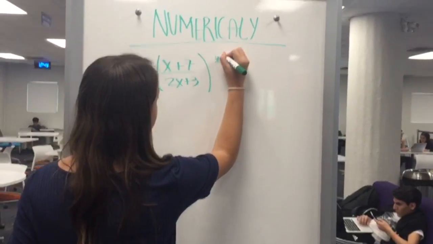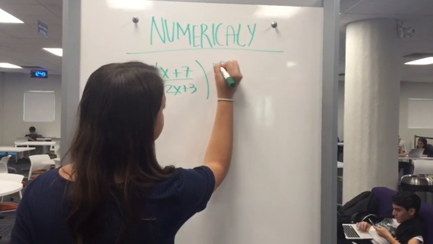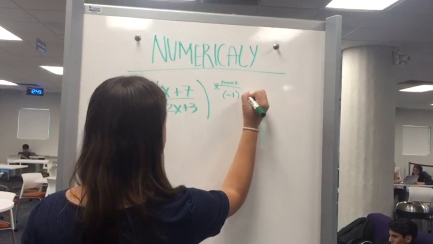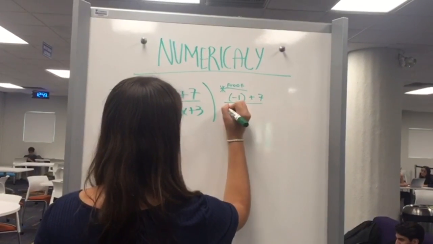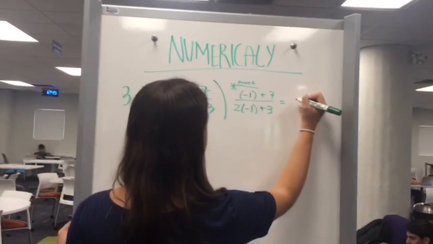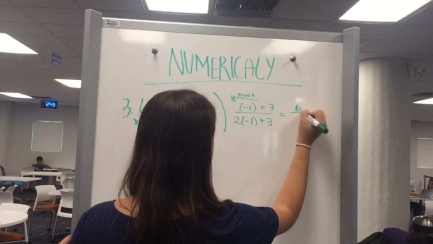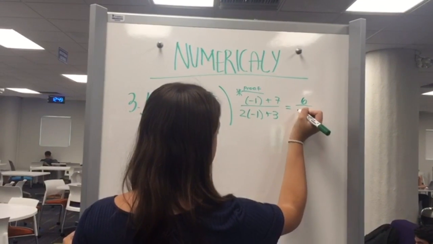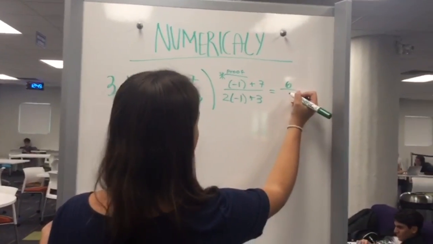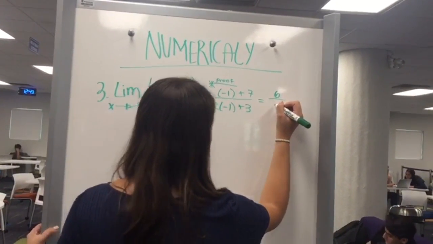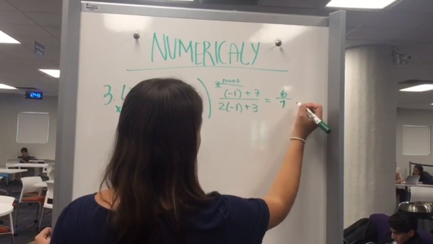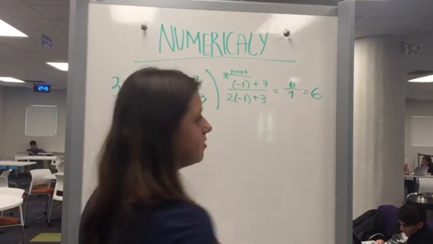And for doing that, we're inserting the x, in this case −1, in the x's of the equation. And the answer will give us a 6. So that means it's defined. And that's all we need to do.